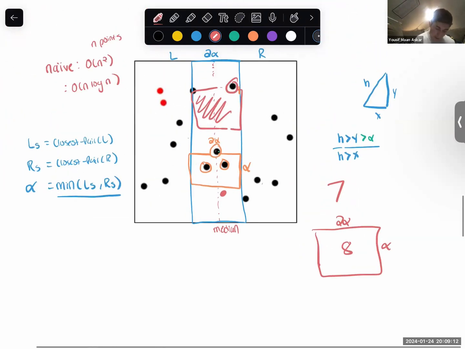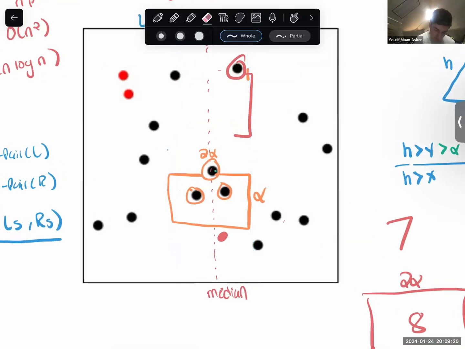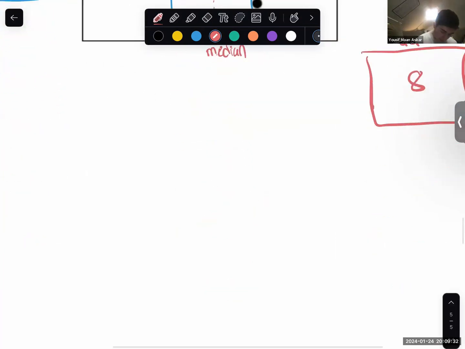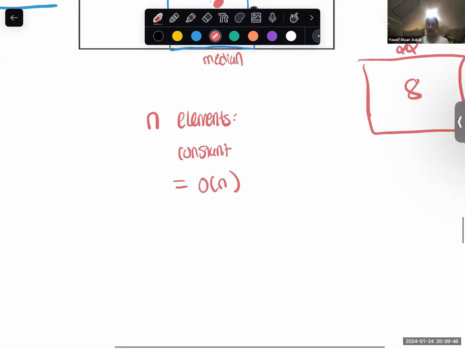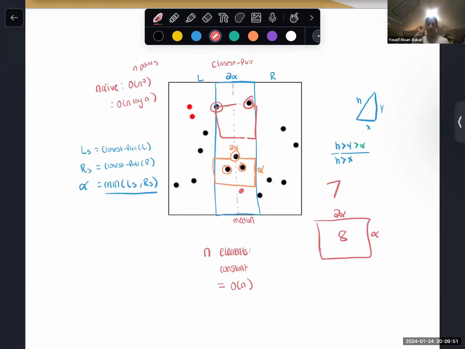So now, because we have a constant number of comparisons, we do this for every single point in our alpha strip, our 2 alpha strip. For every single point, we do that constant number of comparisons, and the max number of points that we could have in our strip, as we previously mentioned, was n. So for n elements, we do a constant number of comparisons. This makes that part of checking the middle O of n. So in the end, for our algorithm, our conquer step, that middle part is O of n.